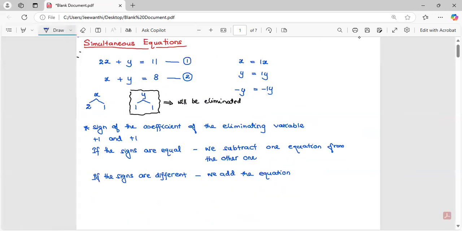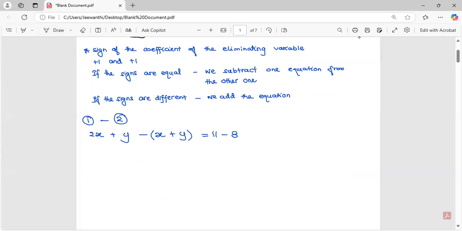How am I going to subtract them? I'm going to do 1 minus 2. So I write the first equation part, 2x plus y, subtract. When I'm writing the second part, it is important to put the bracket. Then I write x plus y. The very first example I will do in detail to give you the real concept. So then it is 11 minus 8.